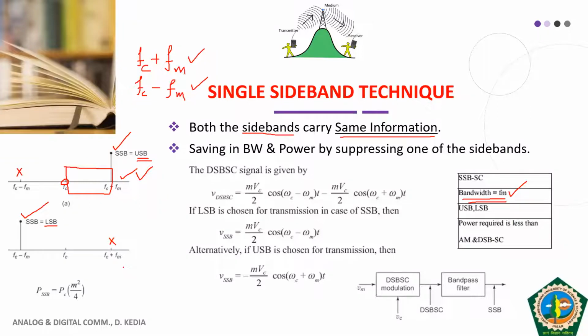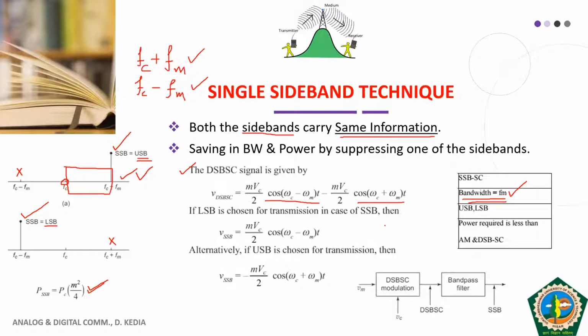So power has become further halved. Now in case of single sideband, the power is PC into M square by 4, whereas in case of double sideband suppressed carrier, it was PC into M square by 2. So that's why in case of single sideband technique, we have reduced bandwidth requirement and we have reduced the power requirement also.